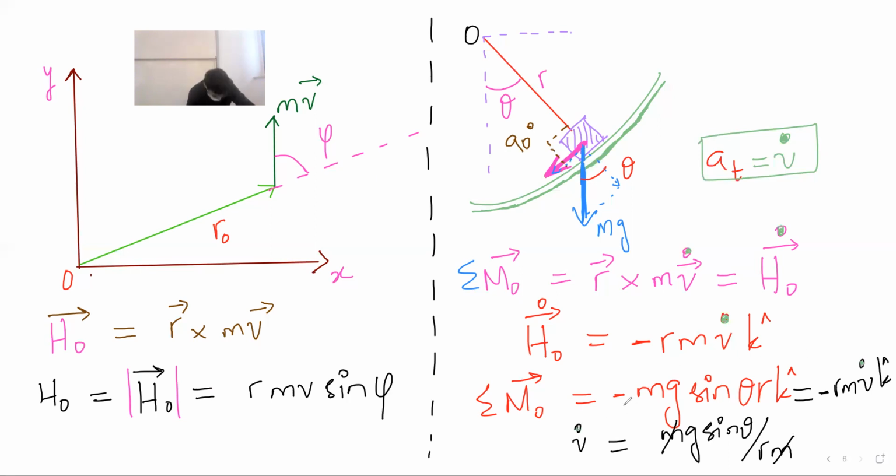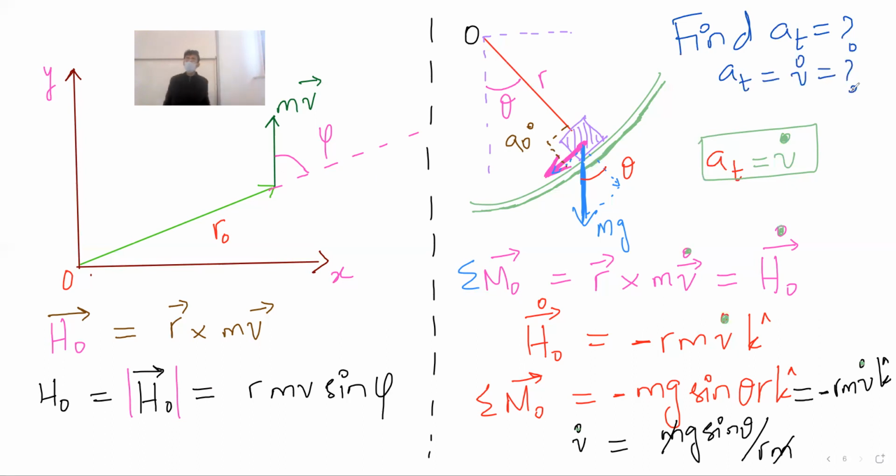Okay, the question said that we had to find the acceleration. I think I forgot to tell you what the question was. I wanted to ask, find the acceleration, AT, question mark. And we know that AT equals V dot equals question mark. Now, let us make a correction here. If I equate both of them, R cancels with this R.